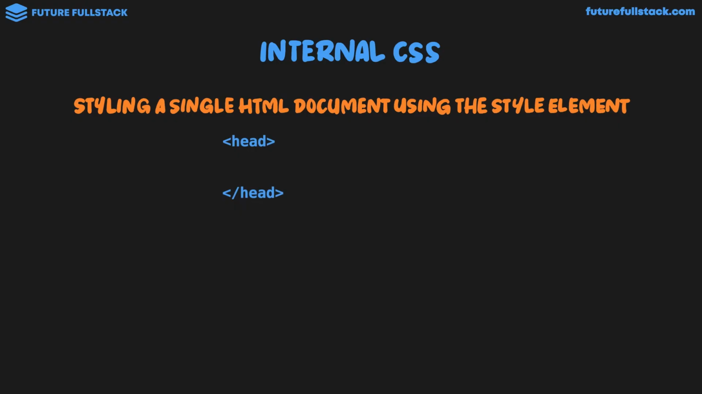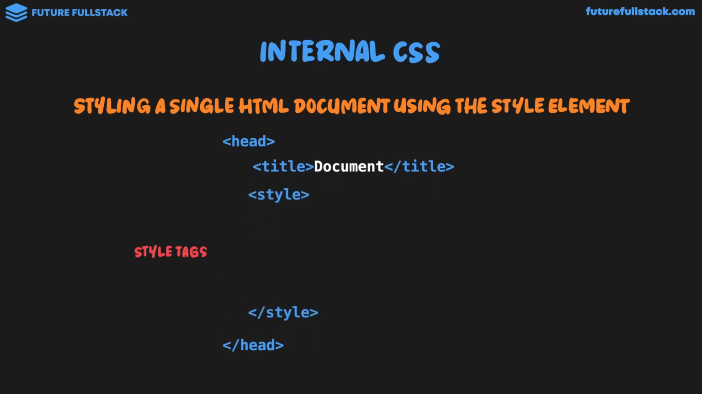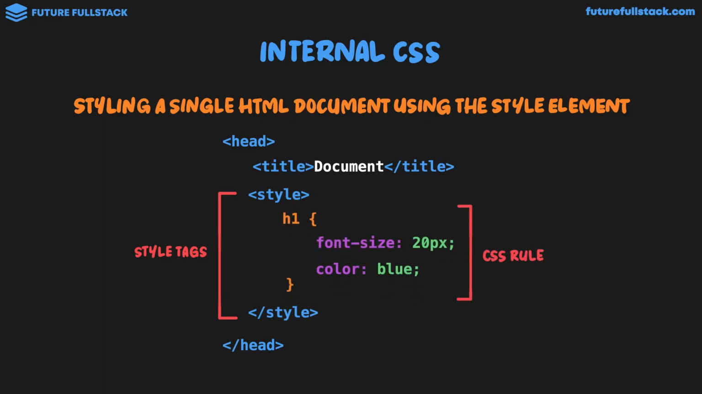Here you can see I have a set of head tags. If you recall, the head section contains information that is not displayed on the web page. Things like the title tag and meta tags. Inside the head tags, we can add style tags. And just to highlight, these are tags, not attributes, like we saw previously for the inline CSS. In the style tags, we can add a CSS rule, with the same notation we saw earlier, using a selector like h1, curly brackets, and then adding our declarations.